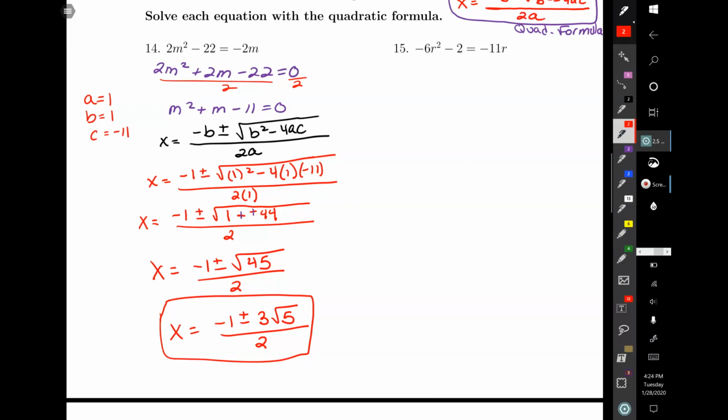And again, be careful of that minus 4AC. If you have a double negative, that messes people up. Sometimes it might be best to write it as a plus negative in that case, if you tend to have trouble with that.